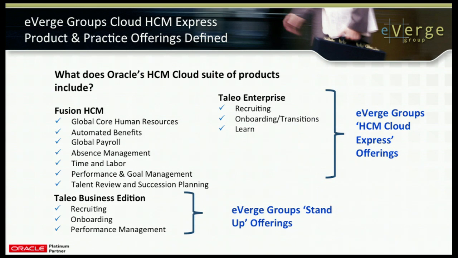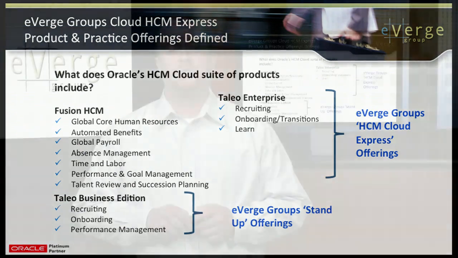management application. It also includes global payroll, so there are now many global localizations for payroll, such as the US, Canada, Mexico, and others. There's talent management functionality within Fusion as well. That includes performance and goal management, as well as talent review and succession planning. And there's more functionality on the future state roadmap for Fusion.